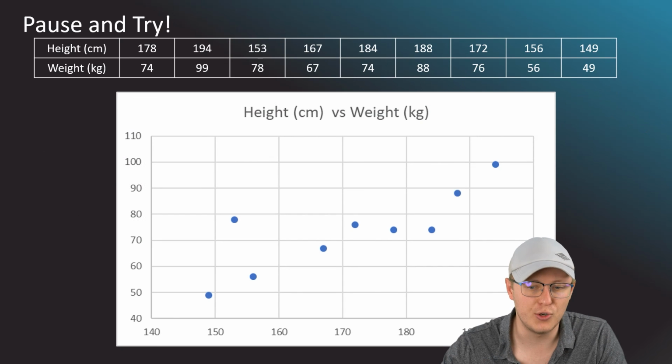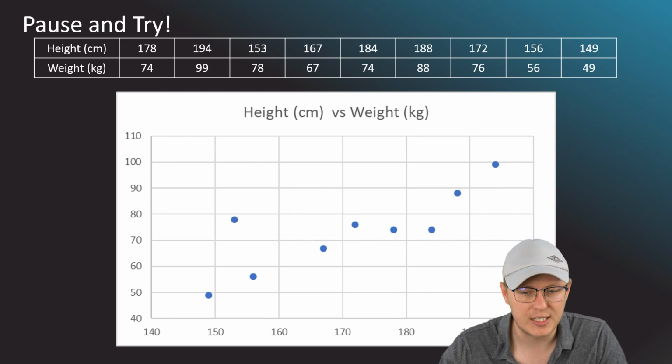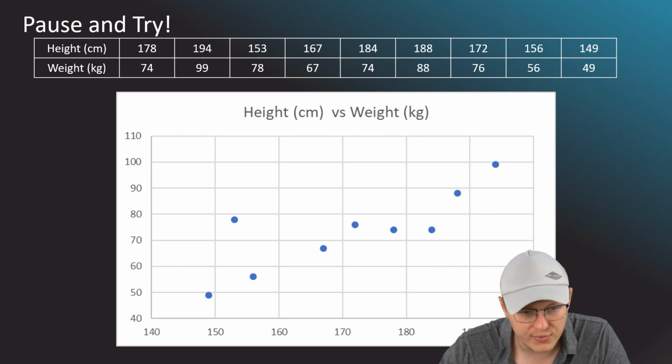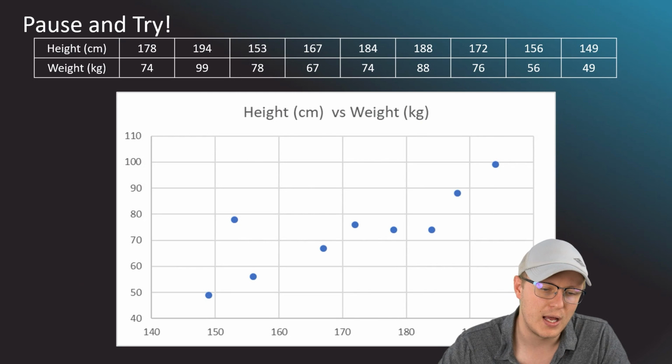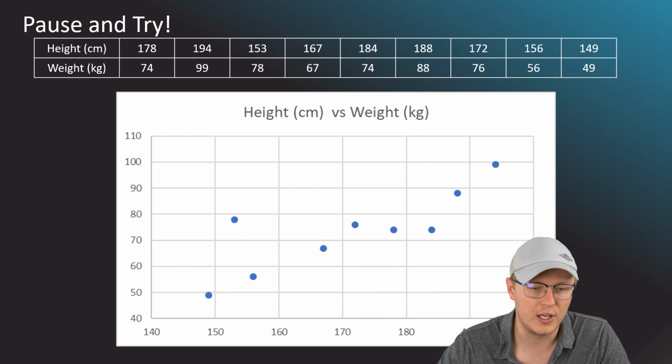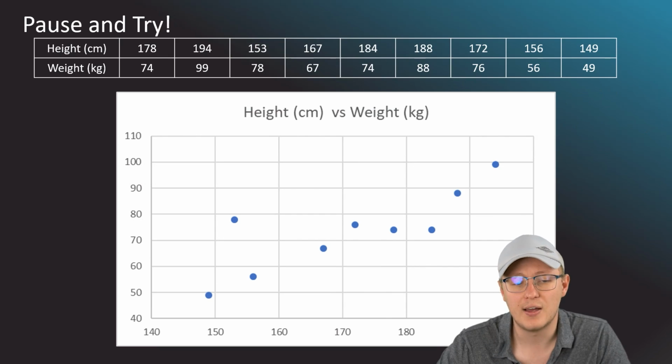So I just want to show you here what our scatter plot looks like. Our scatter plot has got the points there, and we can see that there's a general linear relationship. And if we were to draw in our line of best fit, that would probably confirm that.